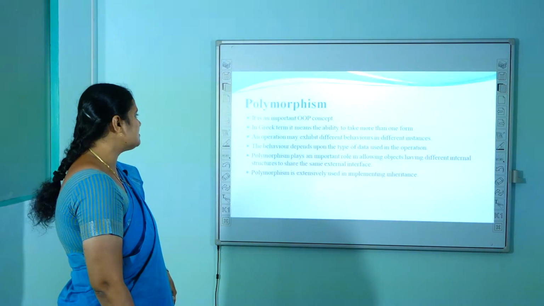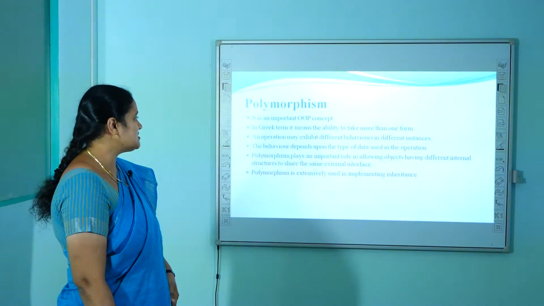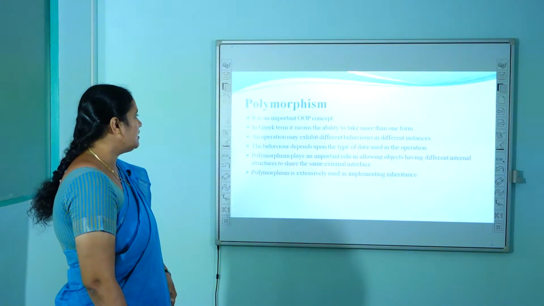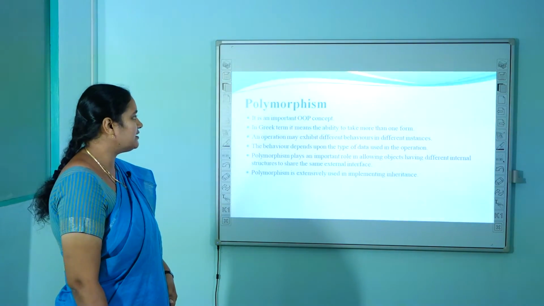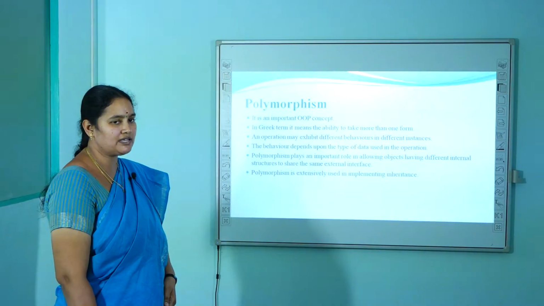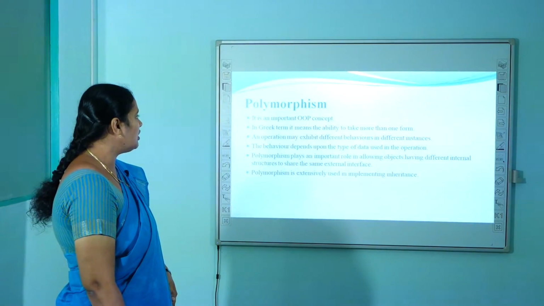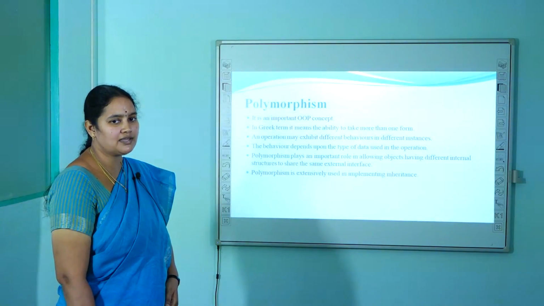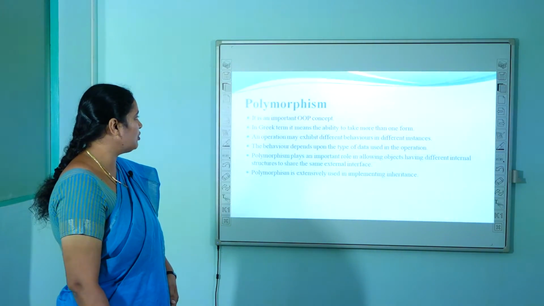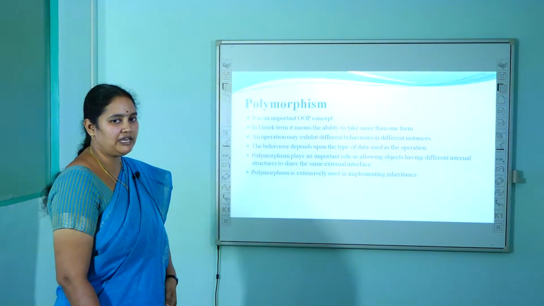Now coming to the concept of polymorphism, it is also an important OOPS concept. Poly means many and morph means form. When the data and functions can take more than one form, we call it polymorphism, and polymorphism can be obtained through function overloading, operator overloading, etc. Because a function can be overloaded with the help of many types of data.